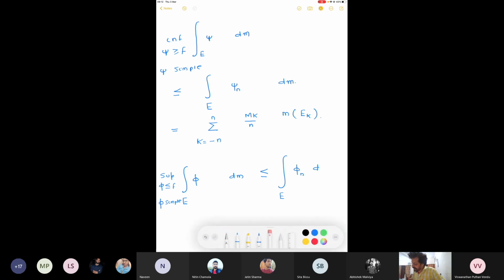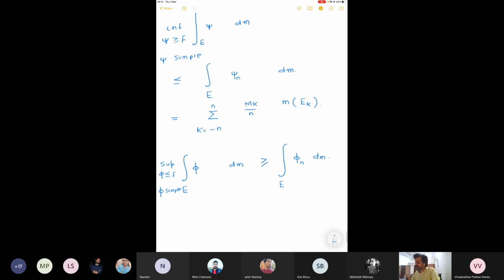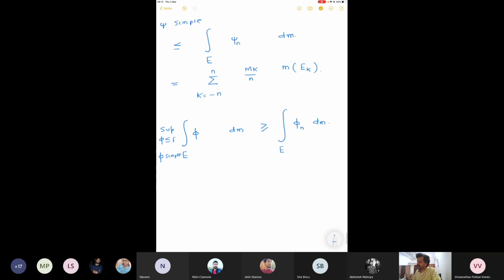Okay, and this will be greater than or equal, because φ_n's are only some elements in that collection. φ_n's are simple and φ_n's are less than or equal to f. Okay. Since φ_n's are simple, you know how to integrate it. This is equal to the summation k equal to -n to n. Values are (k-1)m/n, and the measure of the sets involved, the measure of E_k.